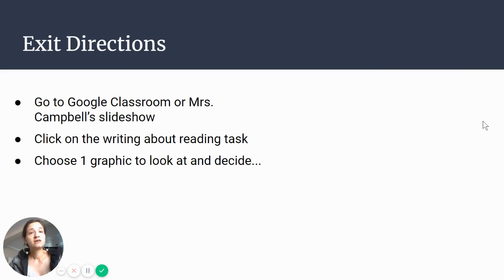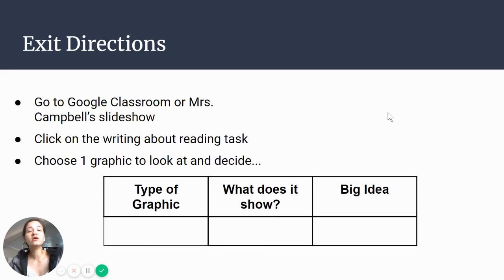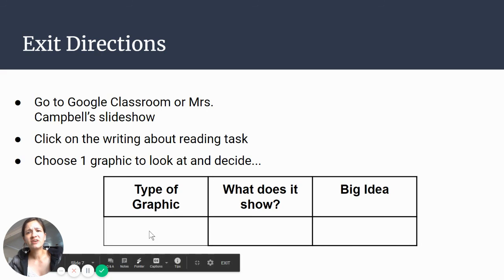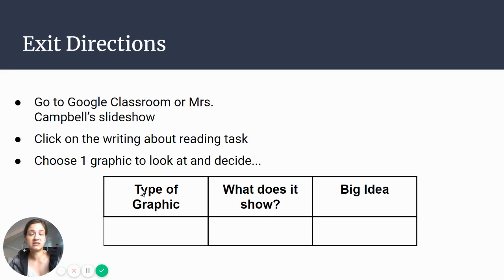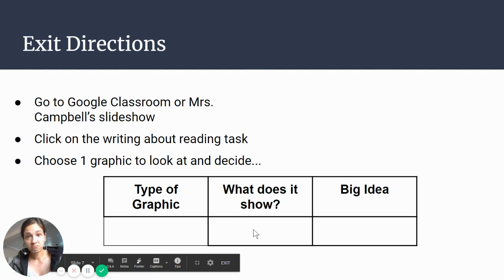Now, here's what you're going to do today. You are going to go back to Google Classroom or to Mrs. Campbell's slideshow. You are going to click on the Writing About Reading task, and in there, you are going to find two graphics. You're going to choose one graphic, and you're going to decide, what type of graphic is this? Is this a graph? Is this a diagram? Is this just an illustration? What does it show? What are we seeing? And then what's the big idea? What do you think the author wants you to gain from that?